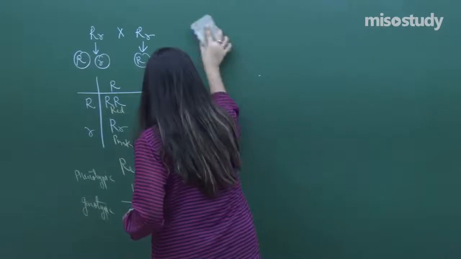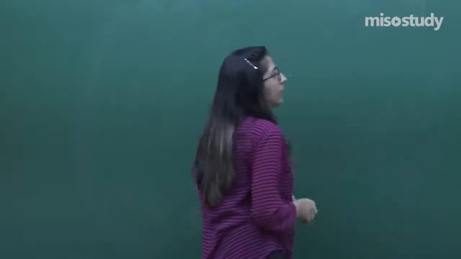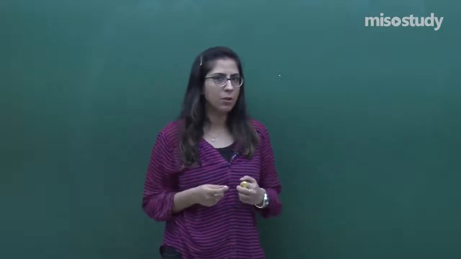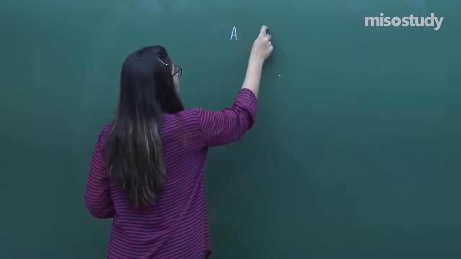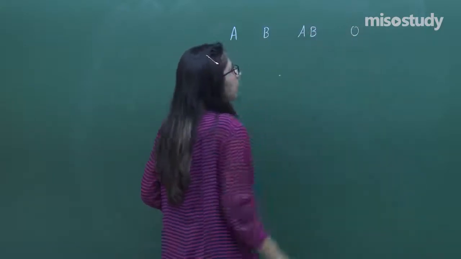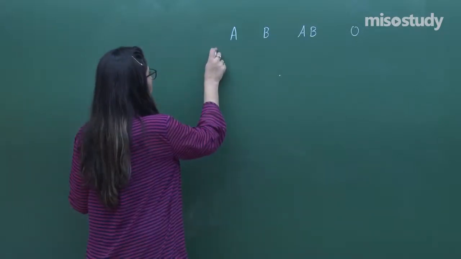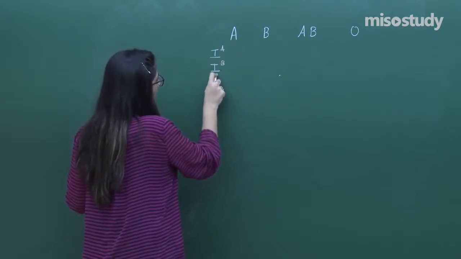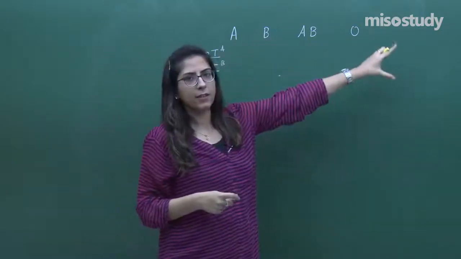Now, here we have to explain about multiple allelism. For multiple allelism, we have a very good example, that is the ABO blood group. We know there are 4 blood groups actually: A, B, AB and O blood group. They are controlled by multiple alleles of a gene, which are IA, IB and i. These 3 different alleles control the different characteristics of a blood group.